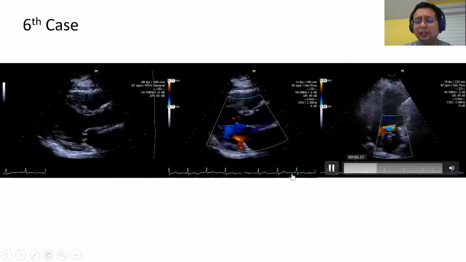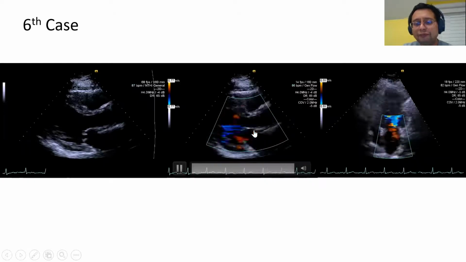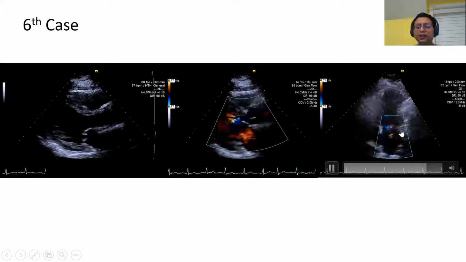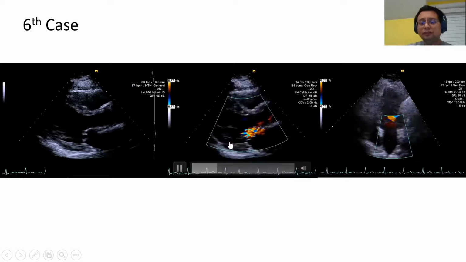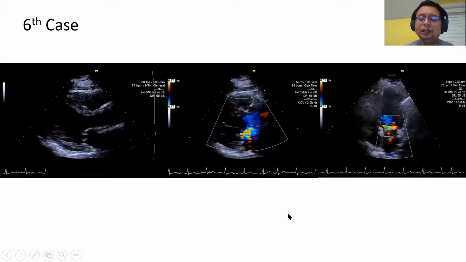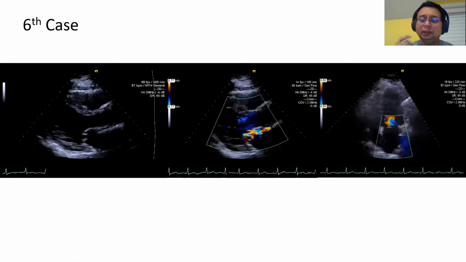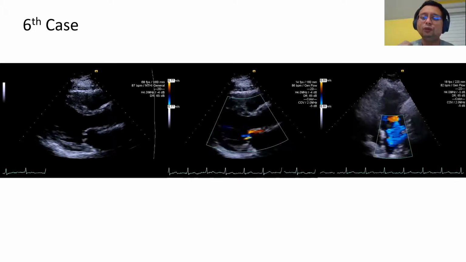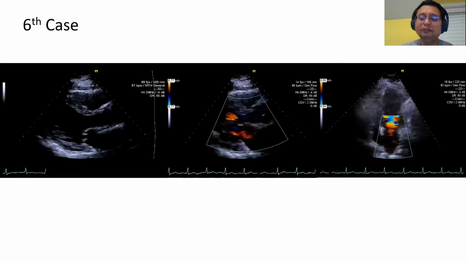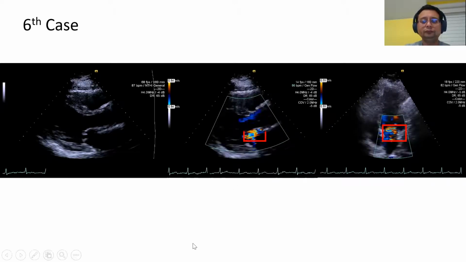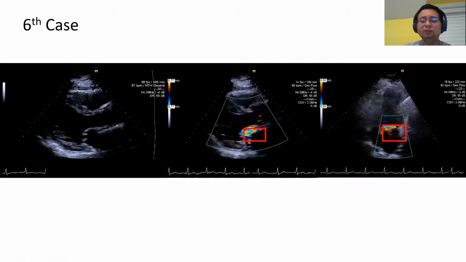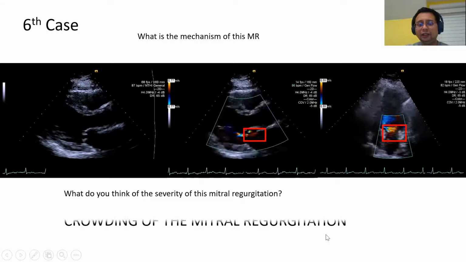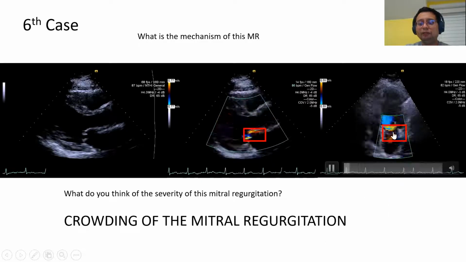However, if you look, the jet does not look very impressive. The jet seems like it's crowding the mitral annulus there, and you cannot see the tail of the mitral regurgitation. Whenever you cannot see the tail of mitral regurgitation, always think about severe mitral regurgitation, and it is better to do a transesophageal echocardiogram for this patient to ascertain the severity of the mitral regurgitation. So that is the crowding of the mitral valve. So what is the mechanism of the MR and what is the severity? So, crowding of the mitral regurgitation.